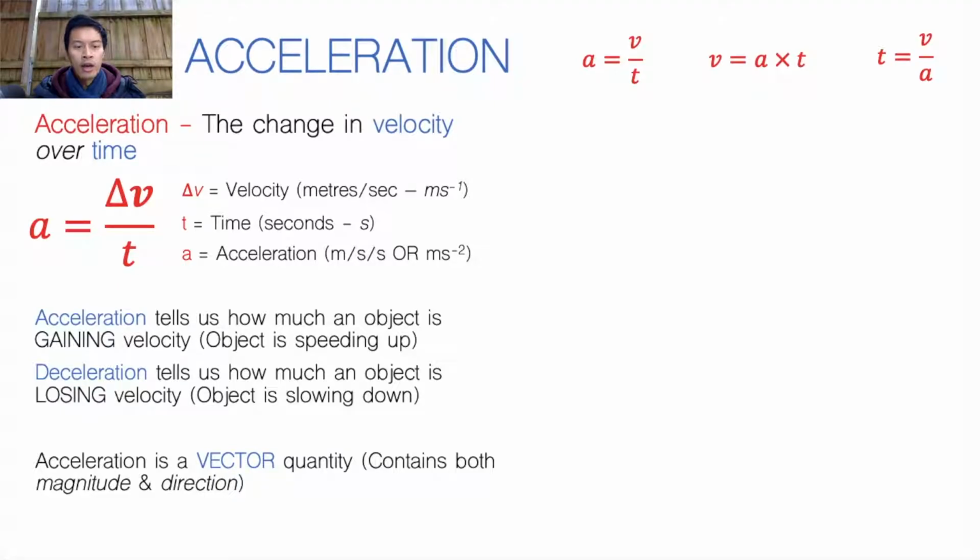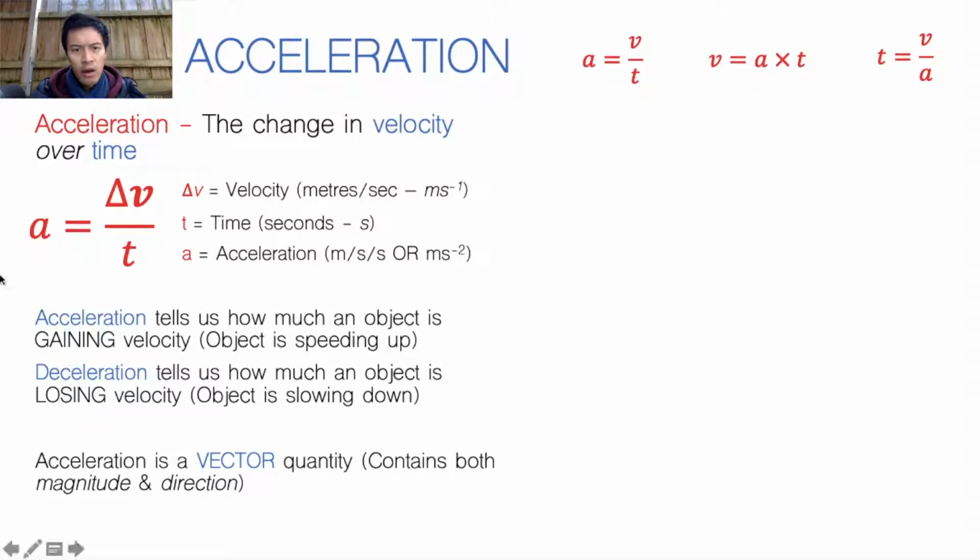Deceleration, on the other hand, tells us how much the object is losing speed and slowing down. So if an object is speeding up, it must be accelerating, and if it's slowing down, it must be decelerating, because it's changing the speed that it's moving at. Like velocity, acceleration is a vector quantity, which means it contains both magnitude and direction.